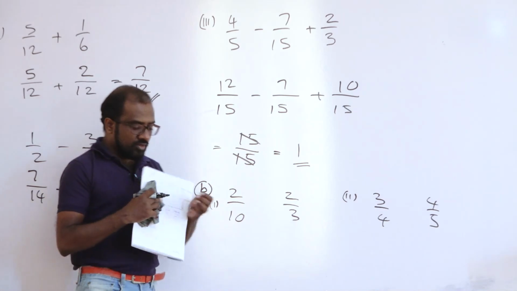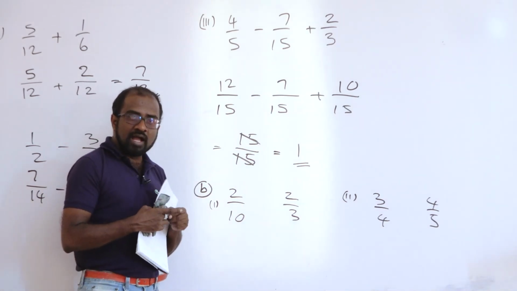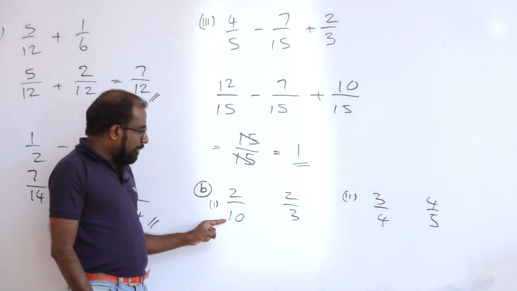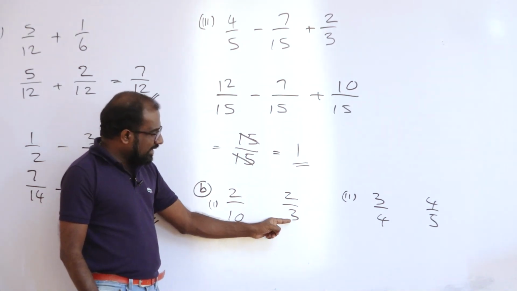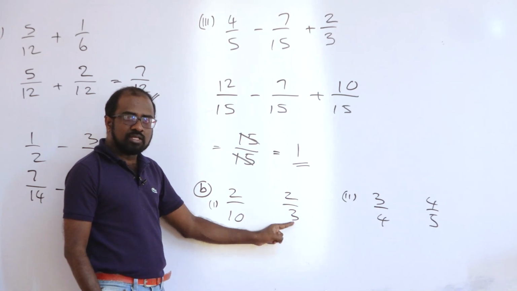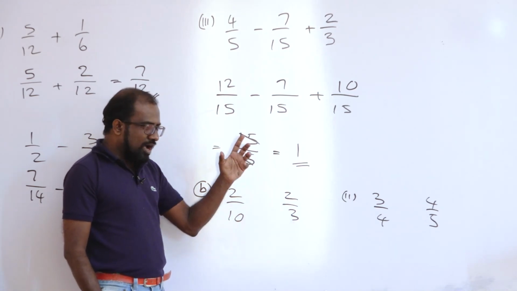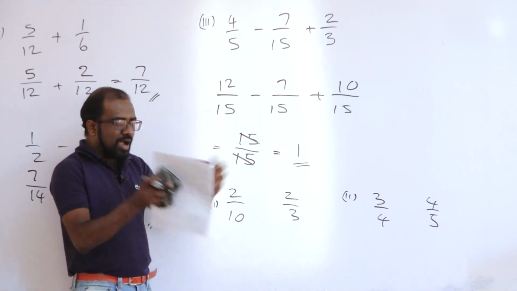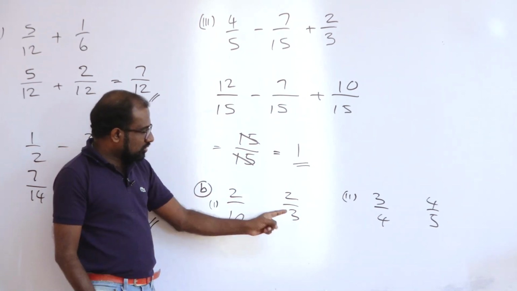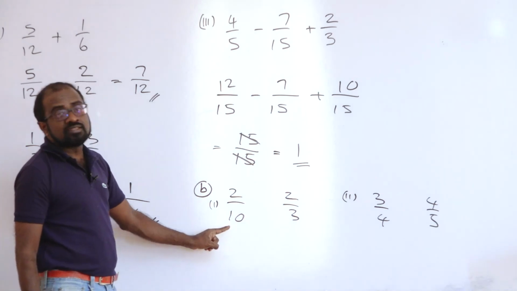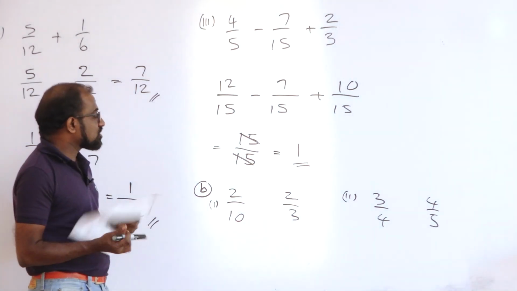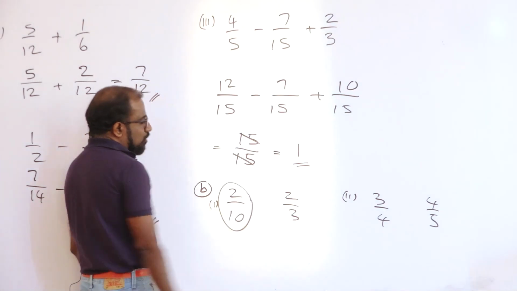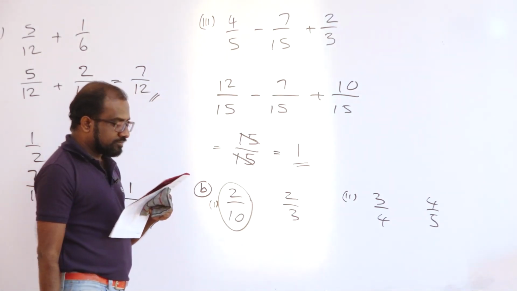You take a loaf of bread. Here you divide into 10 parts. Here you divide into 3 parts. So these parts are bigger. Less parts you divide, parts become bigger. So thirds are greater, tenths are smaller. And now what is the smallest fraction here? 2 over 10. The smallest fraction is 2 over 10.